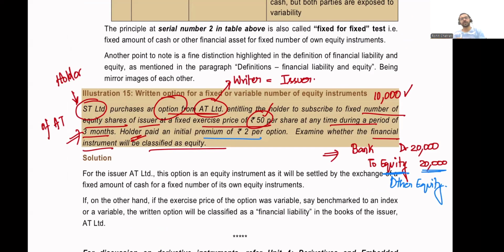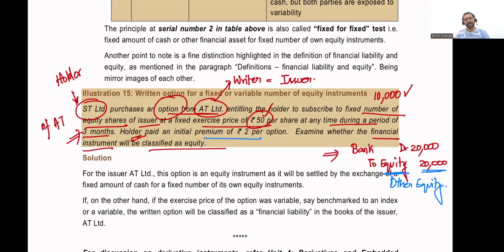Remember over here, ST and AT are entering into a contract for the purchase of AT Limited shares only. Typically, in our FM examples, you might have seen where A and B are entering into a contract for Reliance shares or Infosys shares, but over here they're entering into a contract on AT shares only, where AT will have an obligation to deliver. ST has a right to buy. It is a call option. It is a right to buy for ST, and for AT, it is an obligation to sell. For the writer, it's an obligation to sell if the holder exercises it.